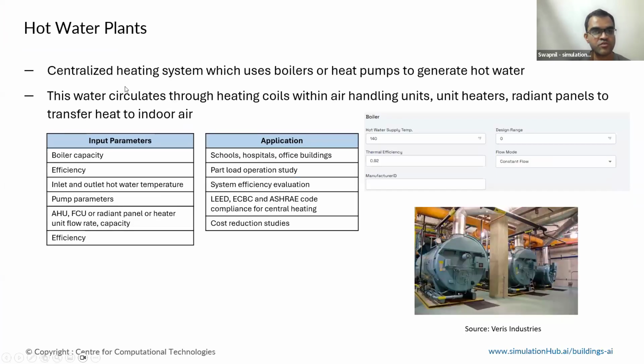Similar to this, we also have hot water plants. And again, this is the same. Instead of the chiller, we have a boiler, and we have to basically set up the boiler parameters. The rest of the application, basically circulating the heated water through heating coils, like within the air handling units, remains the same. Again, along with the entire circuit details, here the boiler capacity and efficiency are additional parameters that you need to define.